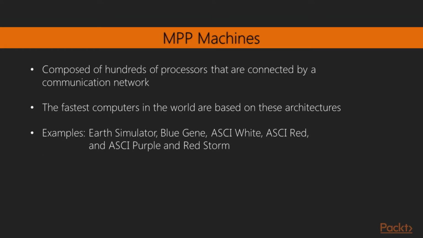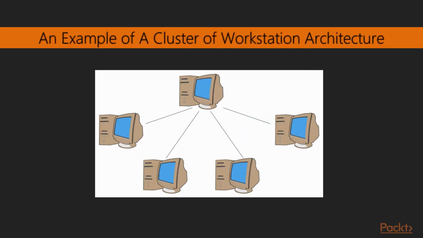We'll now take a look at massive parallel processing. MPP machines are composed of hundreds of processors, which can be as large as hundreds of thousands in some machines, that are connected by a communication network. The fastest computers in the world are based on these architectures. Some example systems of these architectures are Earth Simulator, Blue Gene, ASCI White, ASCI Red, ASCI Purple and Red Storm.